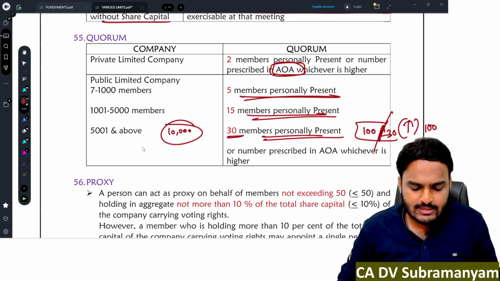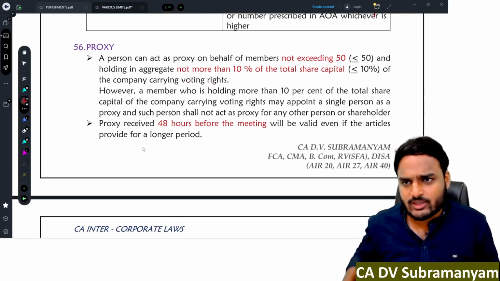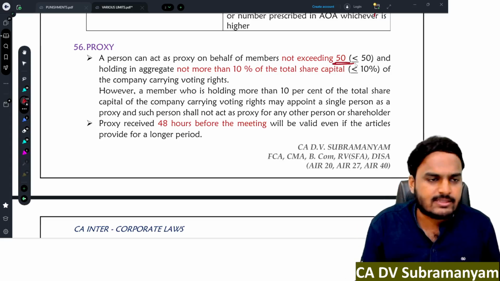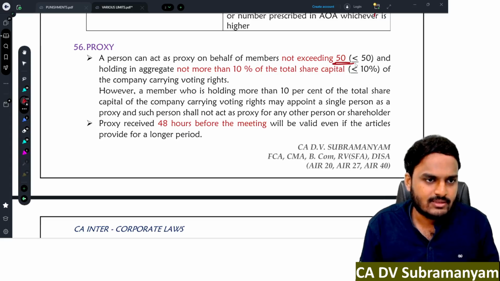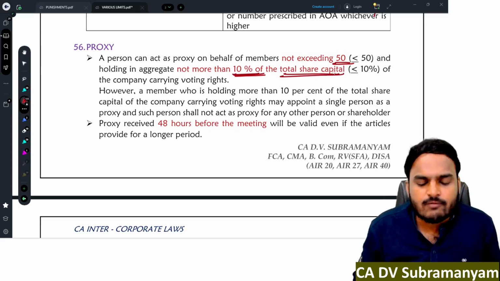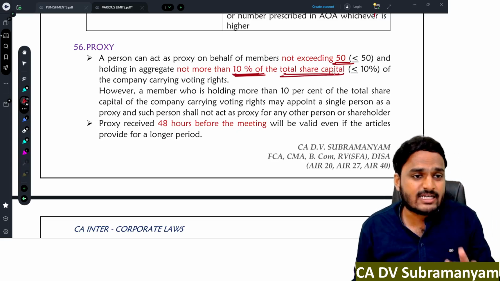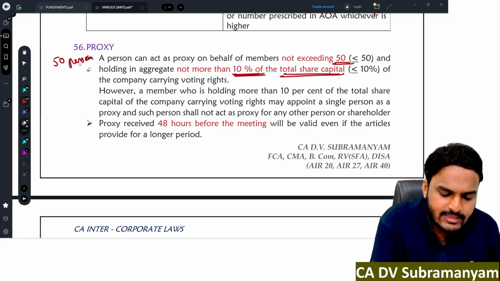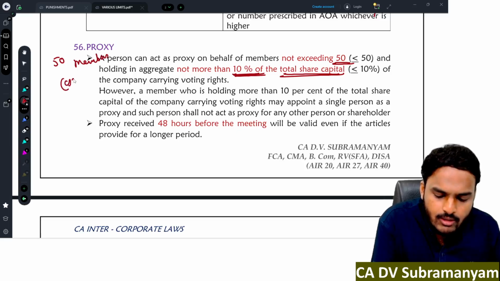Next one, proxy. Proxy means representative. One person can represent maximum 20 members, and he can represent maximum 10% of total share capital. Two conditions to be satisfied. So simply I can tell like this, one person can represent 50 members or members holding 10% of total share capital, whichever is less.